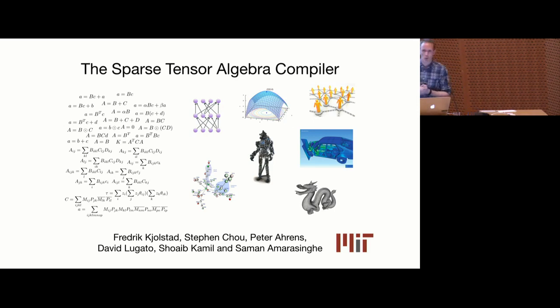So the work I'm going to be talking about today is joint work with several collaborators that I put on the slide here, including my advisor Saman. So I'm going to be talking about the Sparse Tensor Algebra compiler. But first, I want to set the tone a little bit for why we should care about Sparse Tensor Algebra.